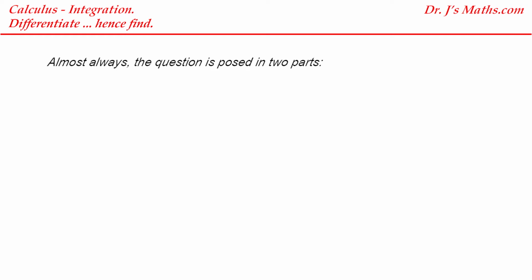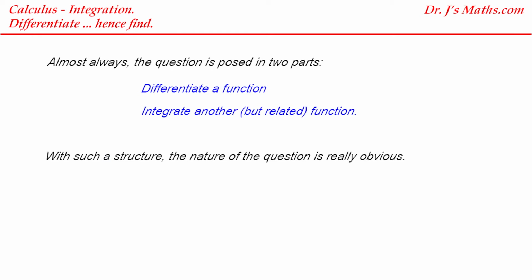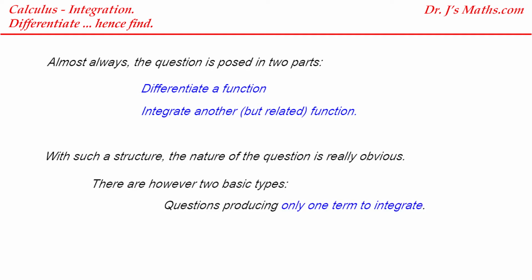Almost always, the question is posed in two parts, so it's easy to see what we have to do. The first part says differentiate the following function. The second part says integrate another but related function. With such a structure, the nature of the question is really obvious. There are, however, two types that we can be asked. First, questions producing only one term to integrate, and the second type is where questions produce two terms to integrate.